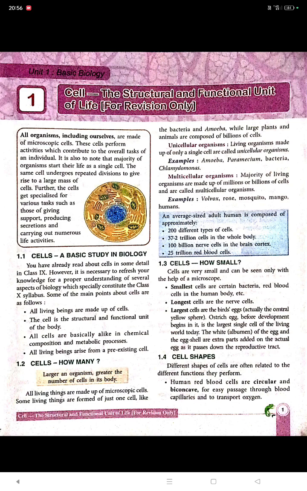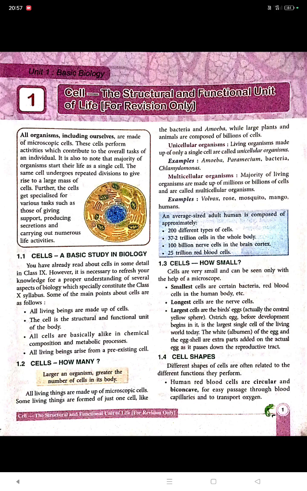All cells are basically alike in chemical composition and metabolic processes. It means cells are different from each other, they are not the same, but they are alike in chemical composition and metabolic processes.